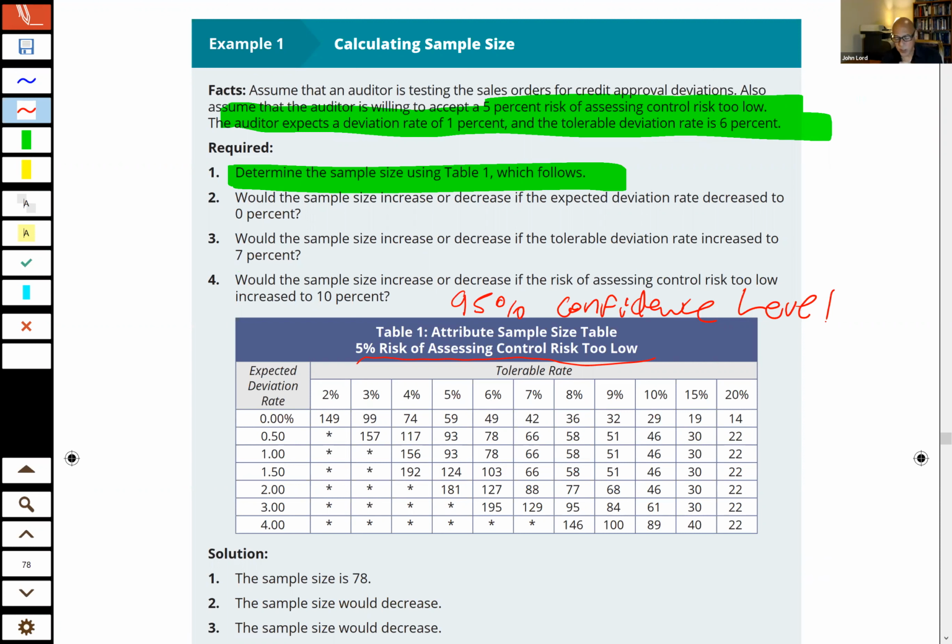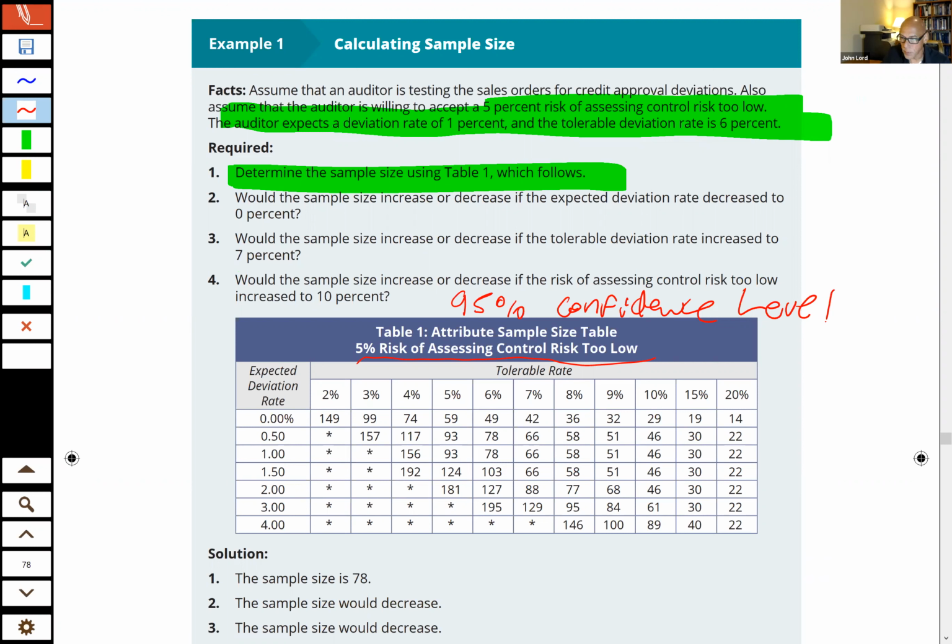And be careful, guys. Make sure you understand that 95% confidence level thing, because the exam may tell you that the auditor has a 5% risk of assessing control risk too low, and then give you a 95% confidence level table and a 99% confidence level table, and not call it the 5% risk of assessing control risk too low table and expect you to gravitate to the right table.